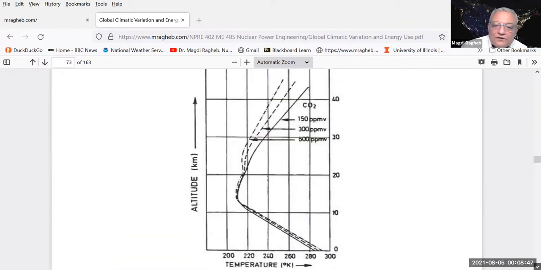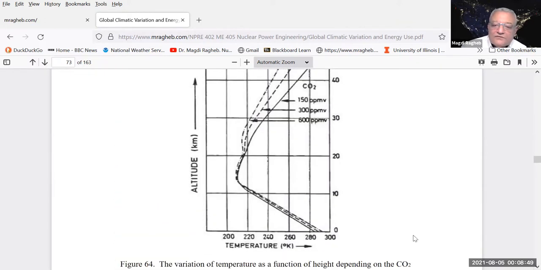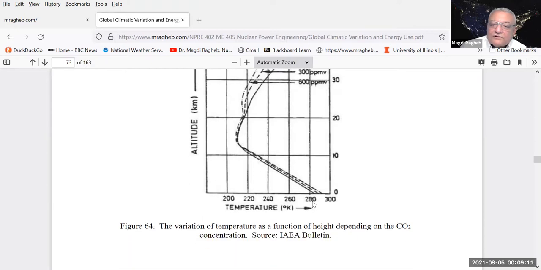So this is what we get as the temperature near the Earth's surface in kelvins. When the graph was published, they still used the terminology degrees Kelvin. Now, today we don't use that degree Kelvin, but it would be 273 plus the temperature right here. We'll take the actual value from the IAEA bulletin here.